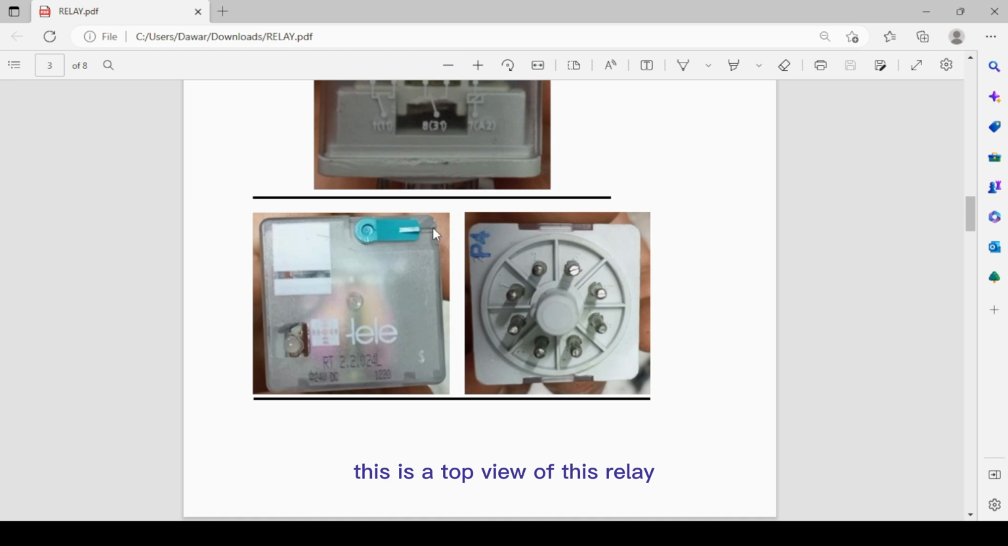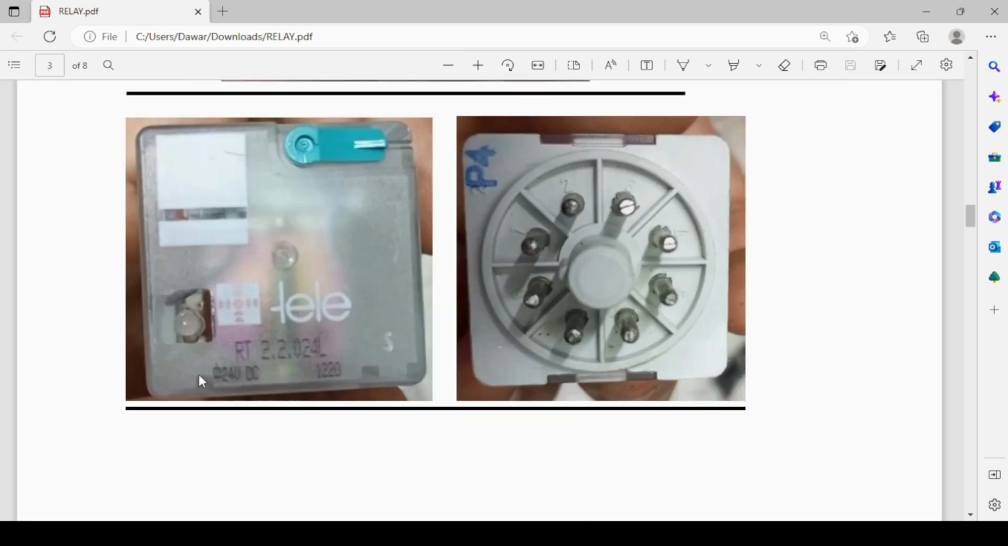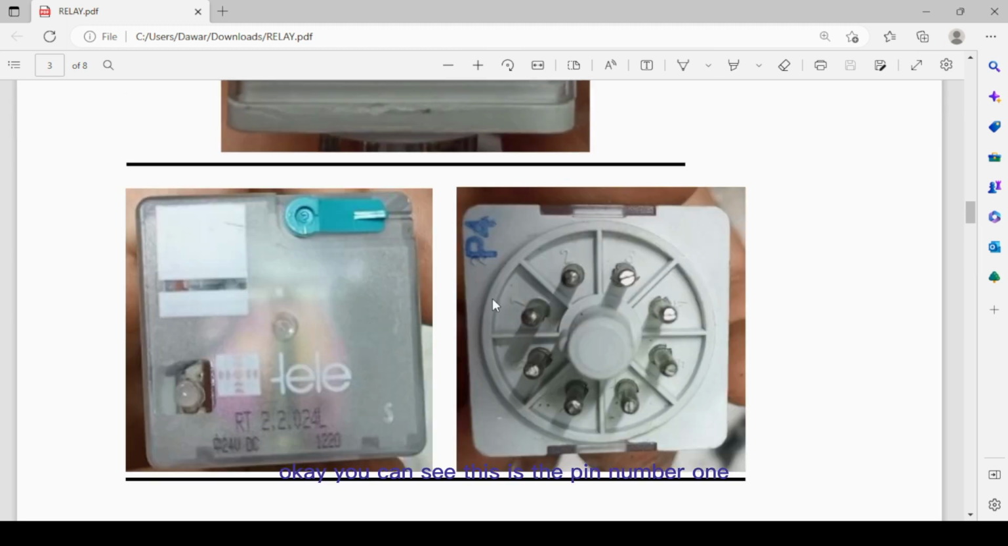This is a top view of this relay. Here you can see this is a symbol for the relay coil. You can see it's written that this relay is 24 volt DC. Okay, you can see this is pin number 1. This is the back view. Okay, pin number 1, pin number 2, and so on.